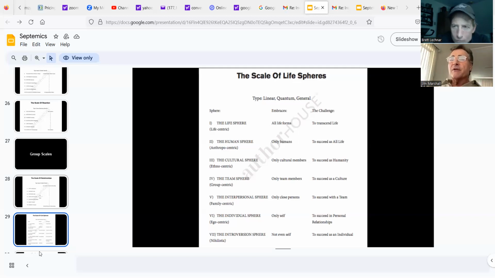Now let's go up to level 2. This is the human sphere. I call this anthropocentric. Now this person is including all of humanity. So here you find many of the saints. You know, they're not alienated from other people as long as they're humans.